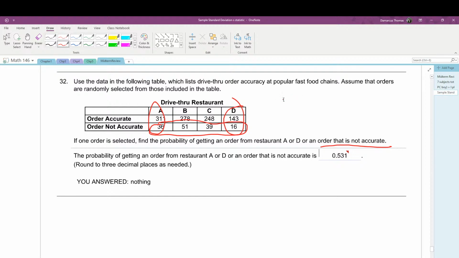So when you're doing the probability, you're going to do 311 plus 143 plus 36 plus 51 plus 39 plus 16 out of the total number of people in the chart. So all of this plus. It would be a mistake to add up the 30, add up the A, add up the D, and then add up this one, because you would have counted the 16 and the 36 twice, and there's no need. They were already accounted for.